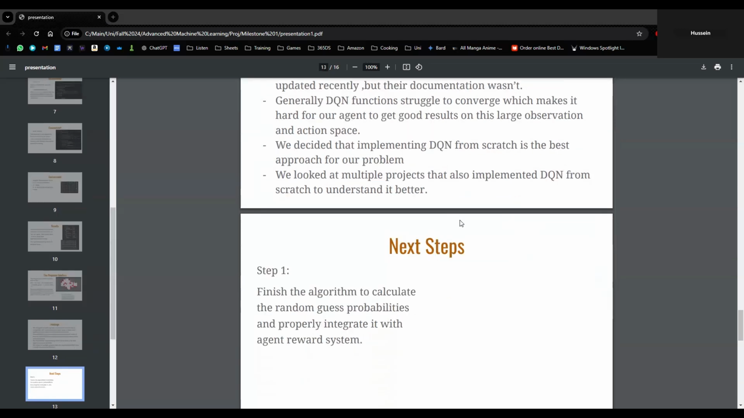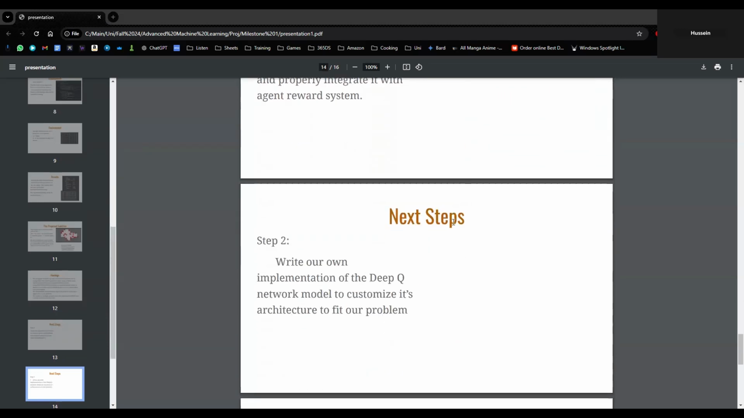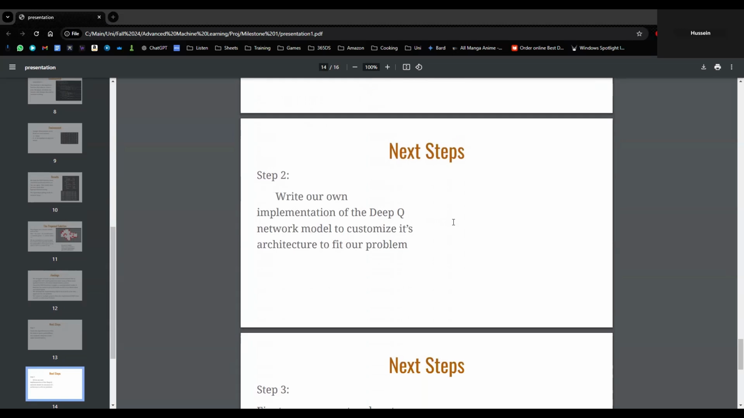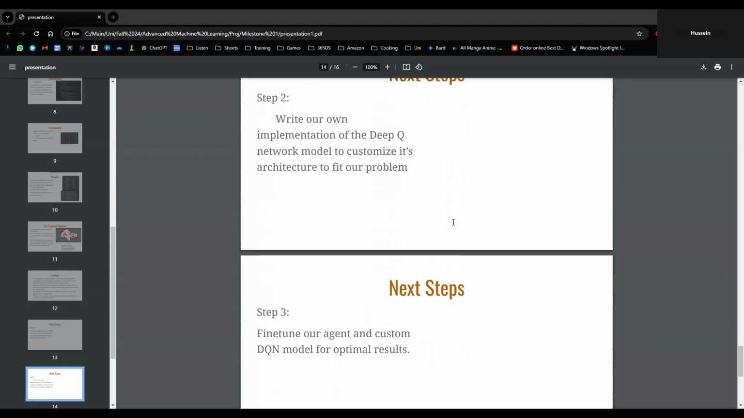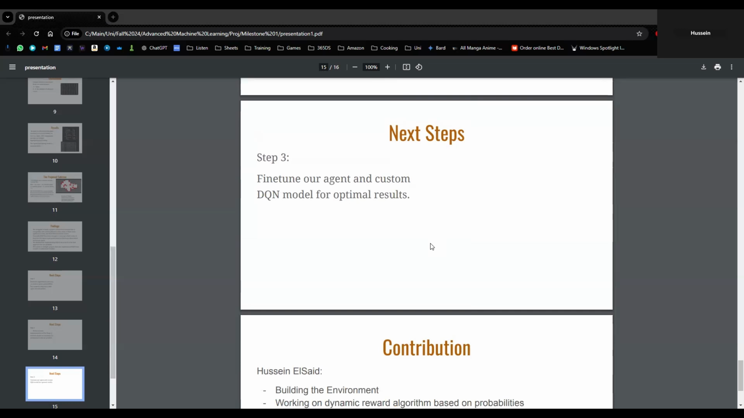So for the first step, we actually want to finish the algorithm to calculate the random guesses and the probabilities and actually try to integrate them within the agent reward system. The next step will be writing the full implementation of the Deep Q network from scratch to make a very custom model architecture for our problem. And the third step is to fine-tune our agent and customize our DQN model and try to optimize the results.